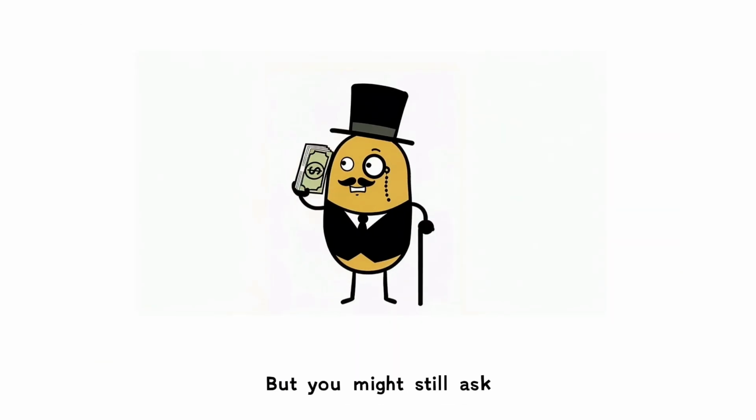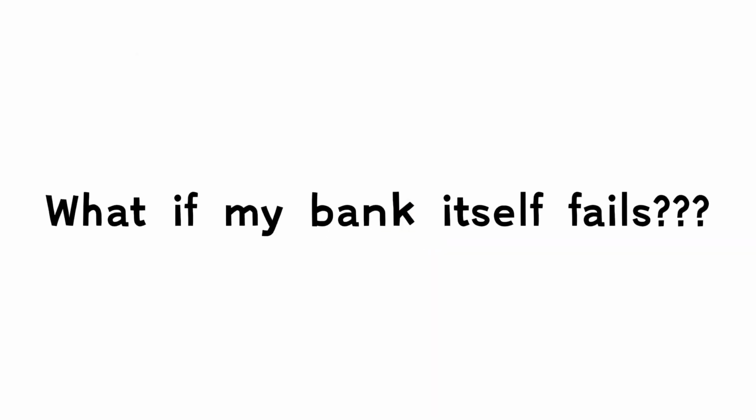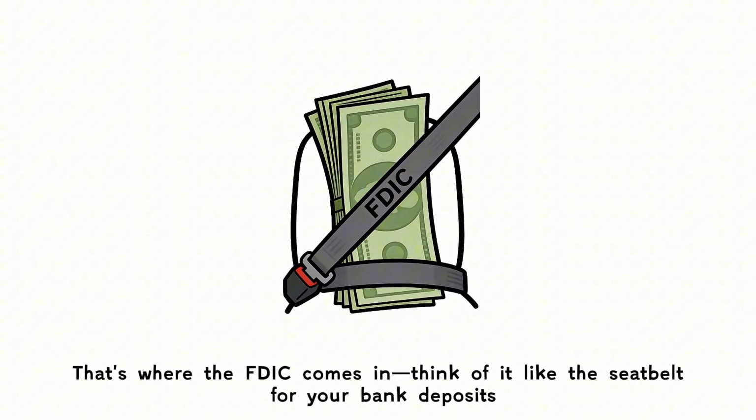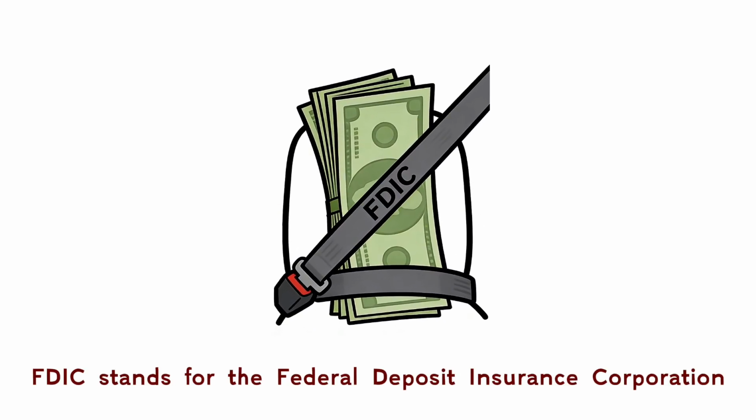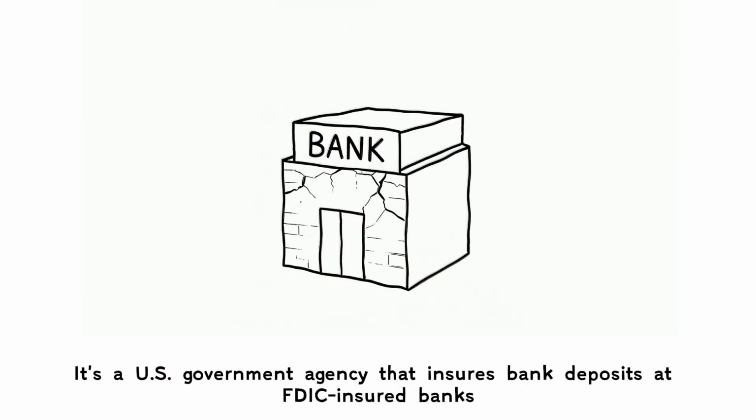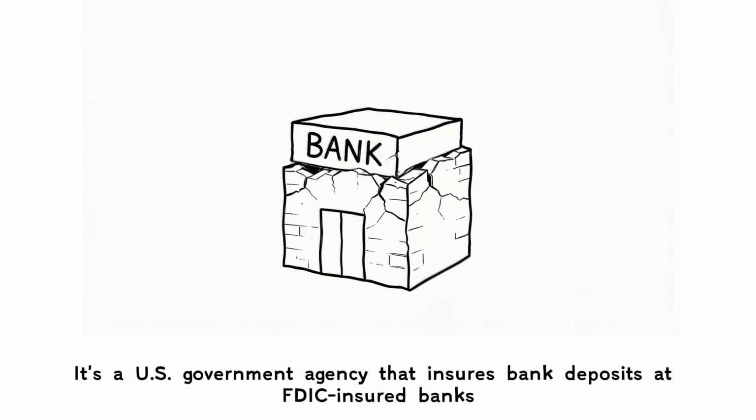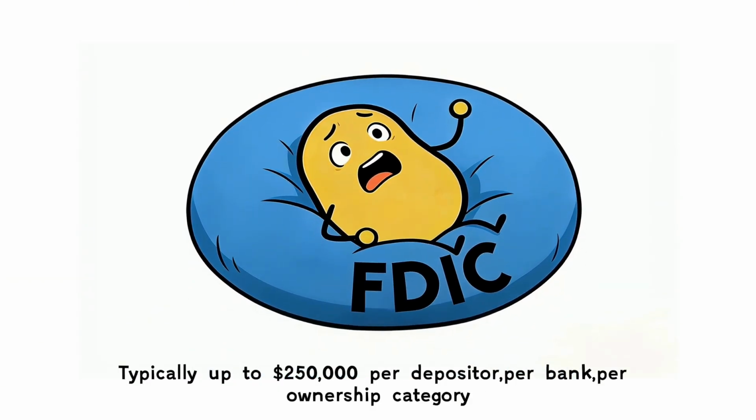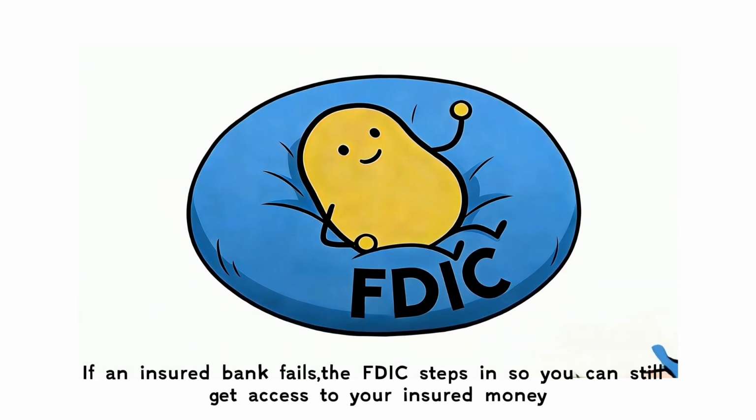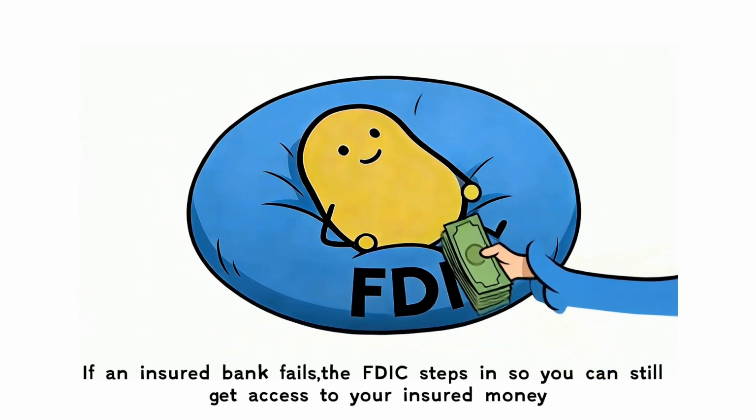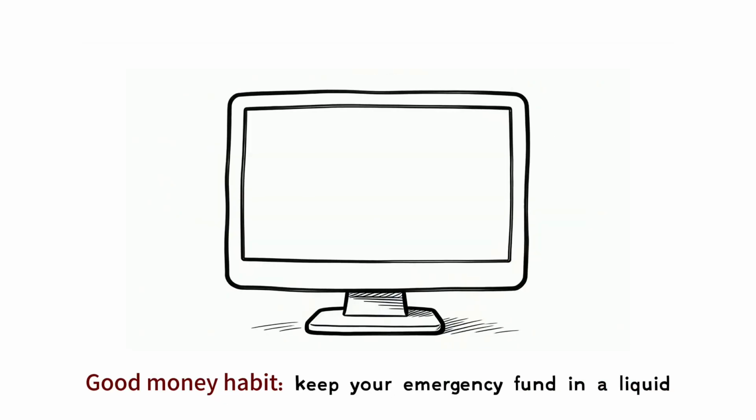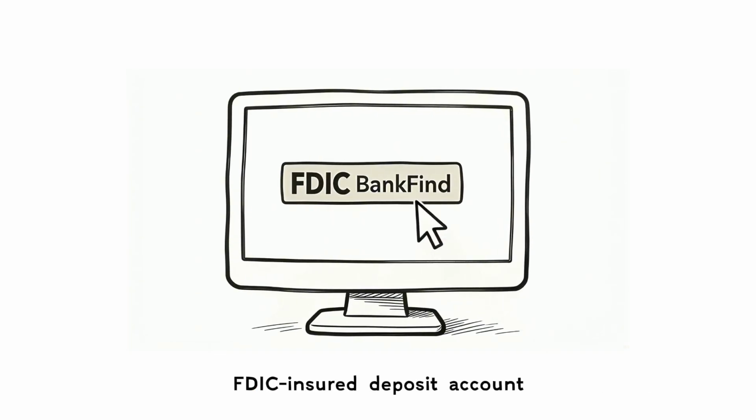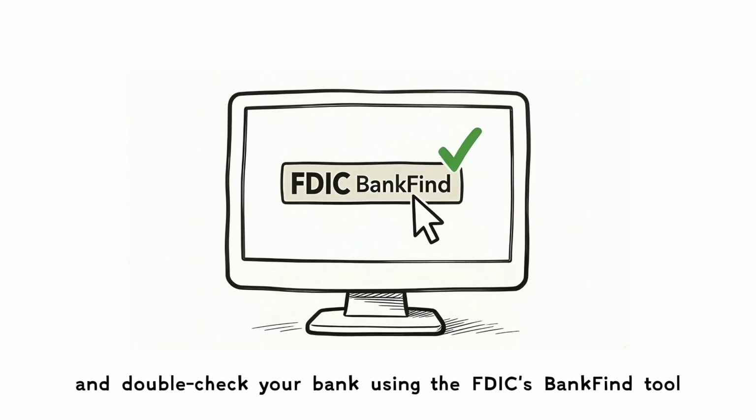But you might still ask, okay, what if my bank itself fails? That's where the FDIC comes in. Think of it like the seatbelt for your bank deposits. FDIC stands for the Federal Deposit Insurance Corporation. It's a U.S. government agency that insures bank deposits at FDIC-insured banks, typically up to $250,000 per depositor, per bank, per ownership category. If an insured bank fails, the FDIC steps in so you can still get access to your insured money. Good money habit: keep your emergency fund in a liquid, FDIC-insured deposit account and double-check your bank using the FDIC's BankFind tool.